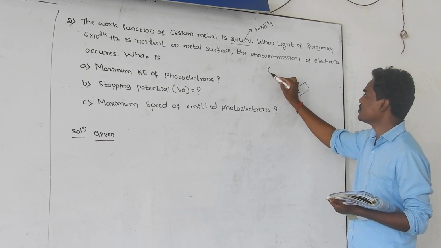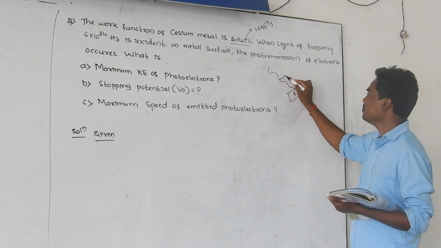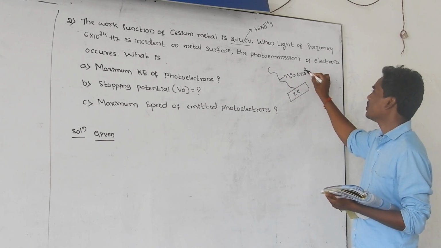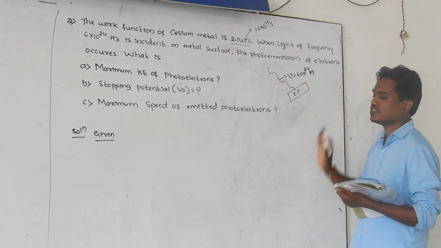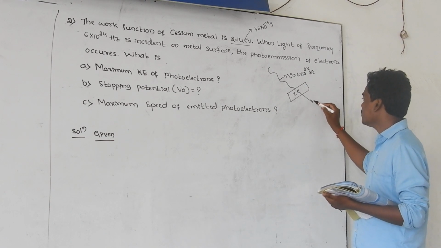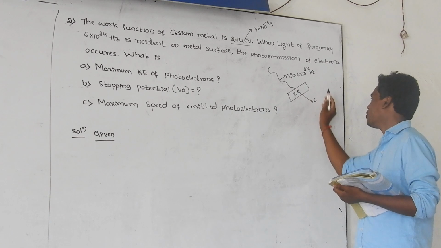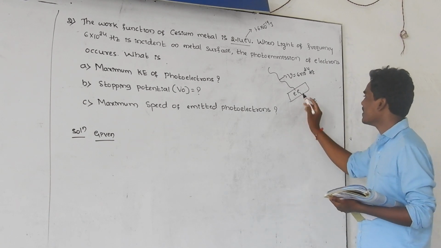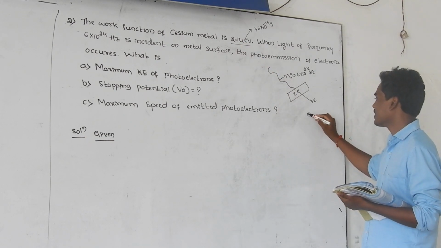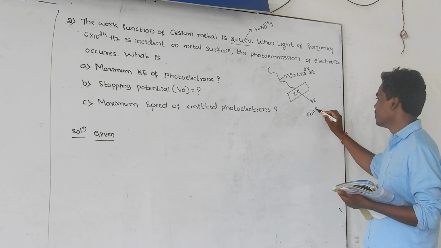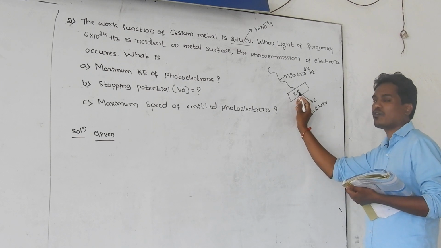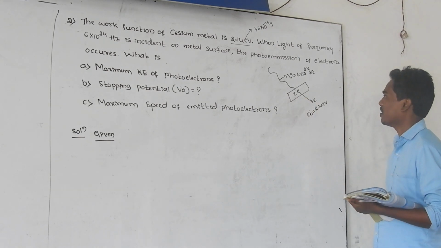They use one radiation whose frequency is 6 into 10 to the power of 24 Hz, and this is the cesium metal. In order to emit electrons from the surface of the metal, how much energy does this electron need to receive? That is 2.14 electron volt, indicated as phi naught. Phi naught means work function. This much energy is required by the electron in order to come out from the surface of the metal.